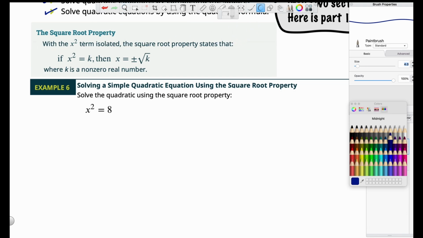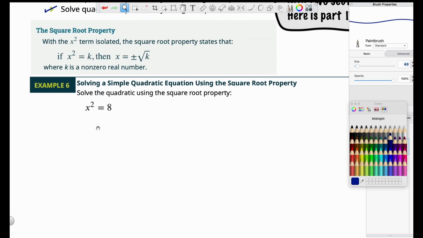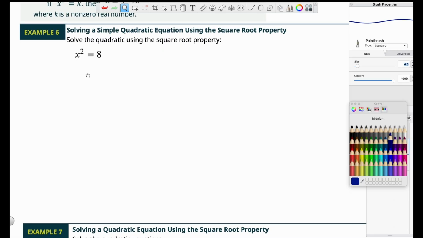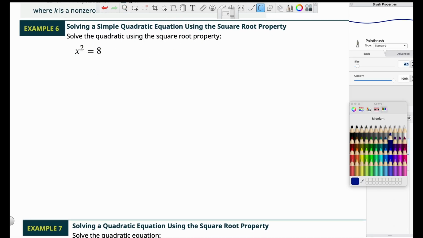Whenever we have an x squared term only and we have no linear x term in our equation, we can isolate the x squared term and take the square root of both sides. Notice we'll end up getting a positive and negative number for that solution because we often get two solutions for quadratics. So let's take an example here, x squared equals 8.